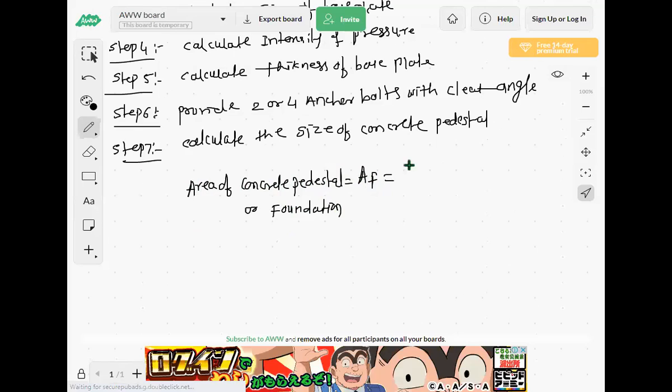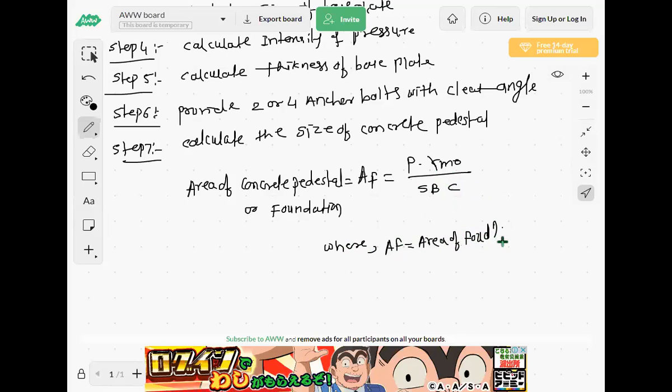So how to calculate AF? AF is P into gamma m naught divided by SBC, where AF is the area of foundation block, SBC is the safe bearing capacity, and P is the factored axial load.